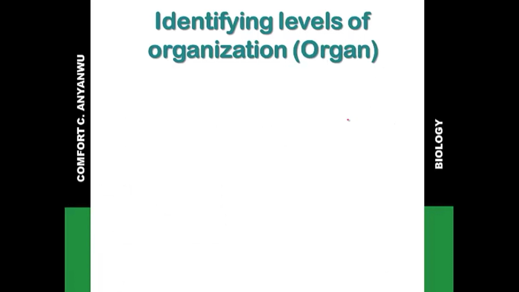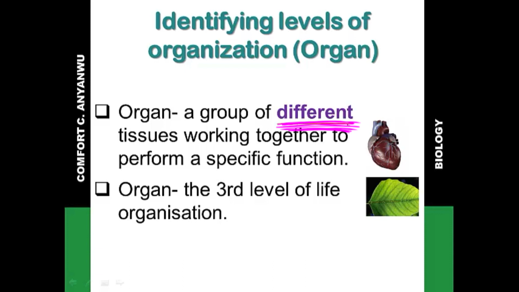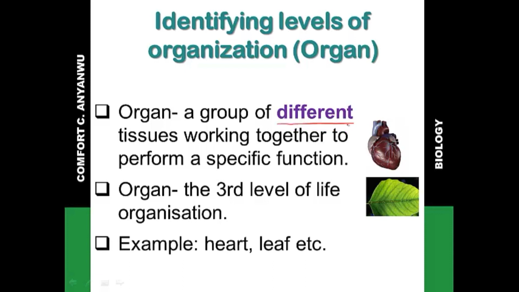The next level we're going to look at is the organs. Now, organs are a group of different tissues working together to perform a specific function. If you remember previously when I defined tissue, I told you to pay particular attention to the word similar. Now, once we get to organs, we are now using the words different tissues working together to perform a specific function. Organ is the third level of life organization.